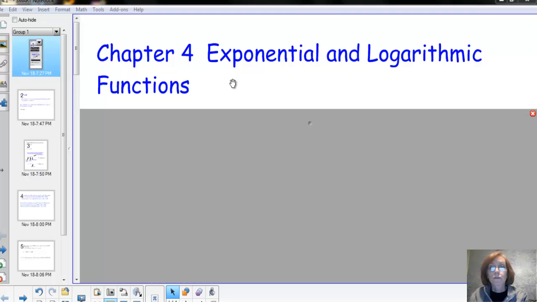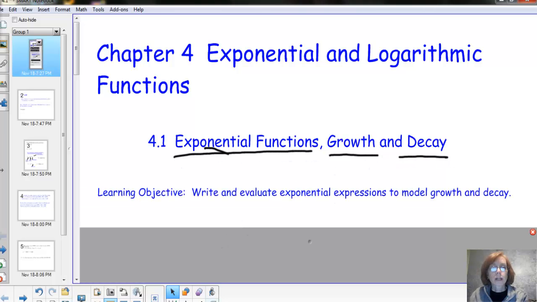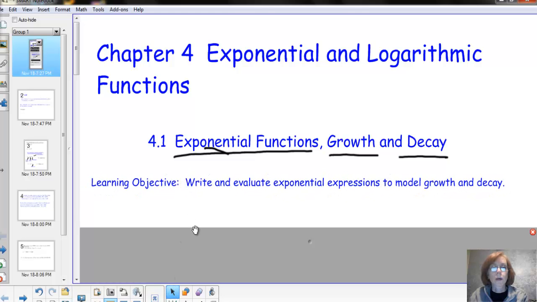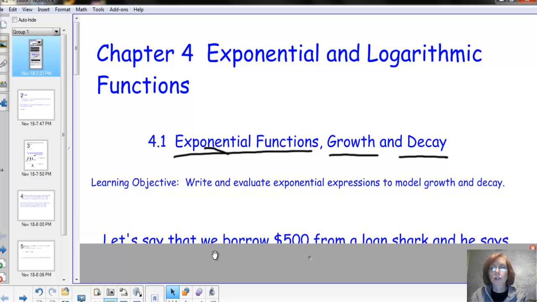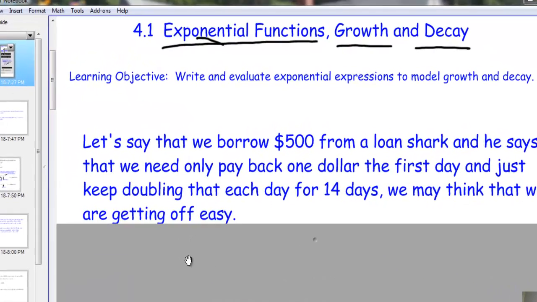We are looking at Chapter 4, Exponential and Logarithmic Functions, and Section 4.1 is Exponential Functions, Growth and Decay. Our learning objective, and you do not need to write this down, is to write and evaluate exponential expressions to model growth and decay. Alright, so let's start with an example.